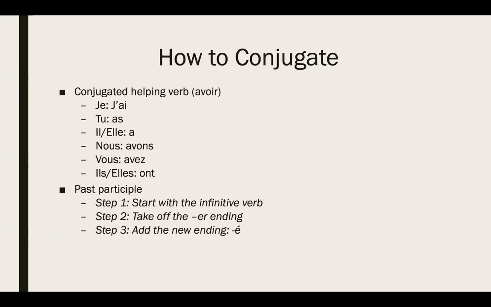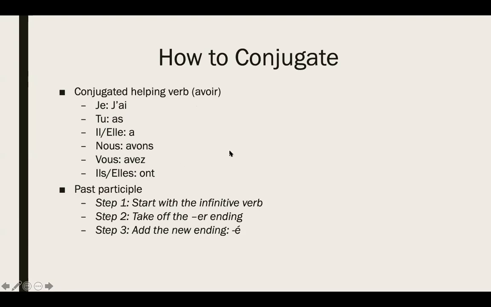So again, more with how to conjugate. The first part is to start with your conjugated helping verb, avoir. And here are all the different conjugations depending on the subject. You're pretty much just going to have to memorize this. So for je, you're going to have j'ai, tu as, il a, or elle a, nous avons, vous avez. And then the plural form would be ils ont and elles ont.